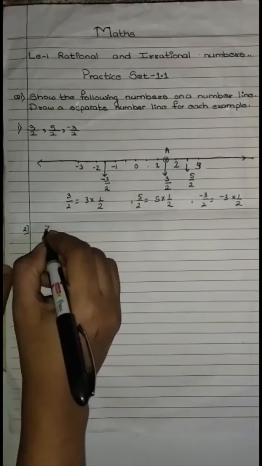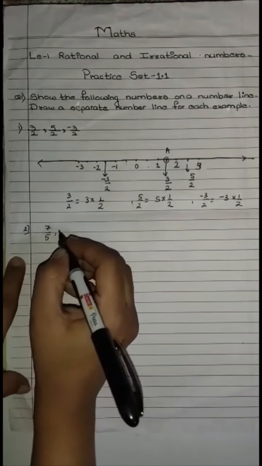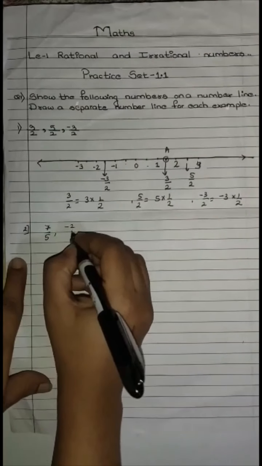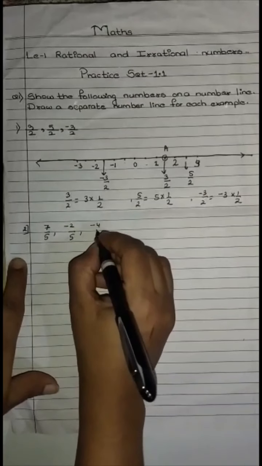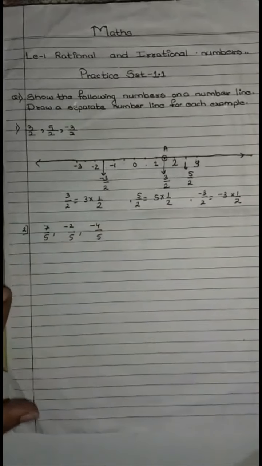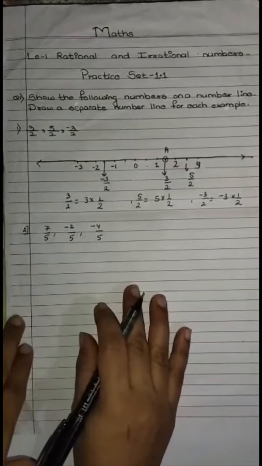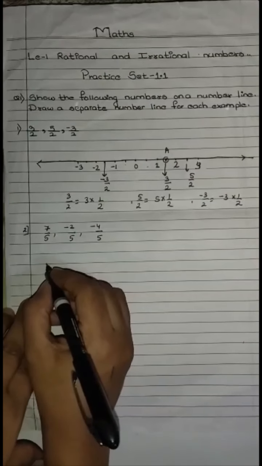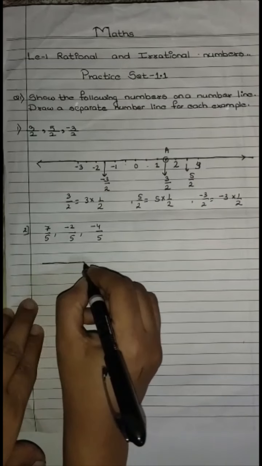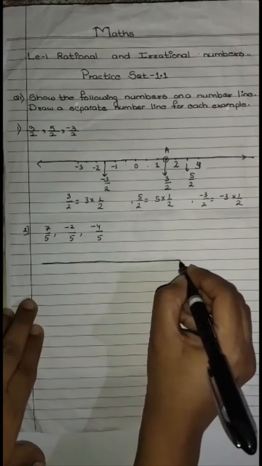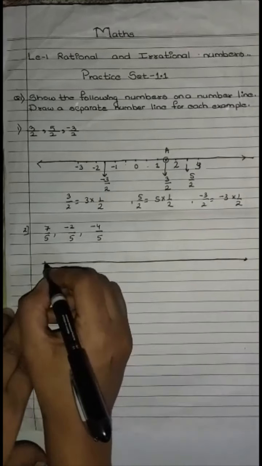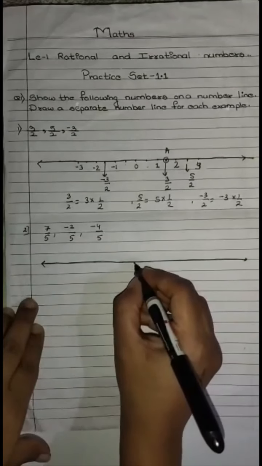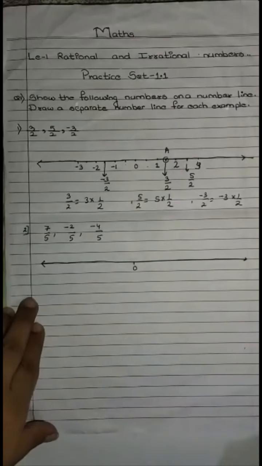7 upon 5, minus 2 upon 5, minus 4 upon 5. Here you have to see that the denominator must be the same. Draw a number line. You have to use a scale. Don't draw it randomly. This is the middle, origin 0.